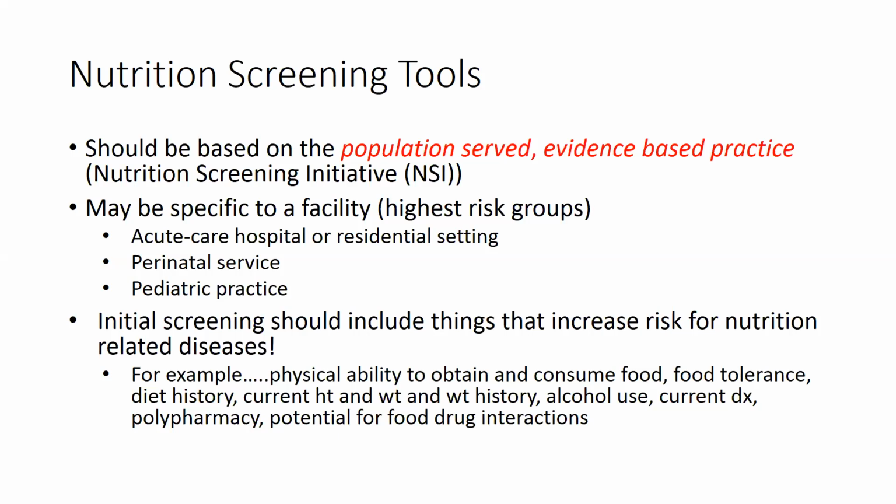That first screening, initial screening, should include things that increase risk for nutrition-related diseases, right? That's what we're screening for in our field. So, we're not doing a detailed 24-hour recall. That is for an assessment, but we might be concerned about people's physical ability to obtain and consume food, food tolerances or allergies, a brief diet history, height and weight, alcohol use, medical diagnoses, polypharmacy, food-drug interactions, things that we can ask fairly simply and quickly.